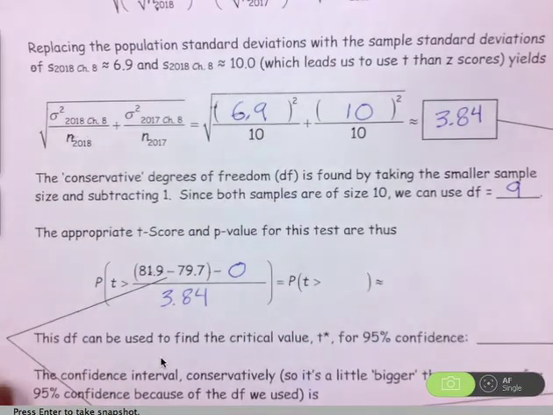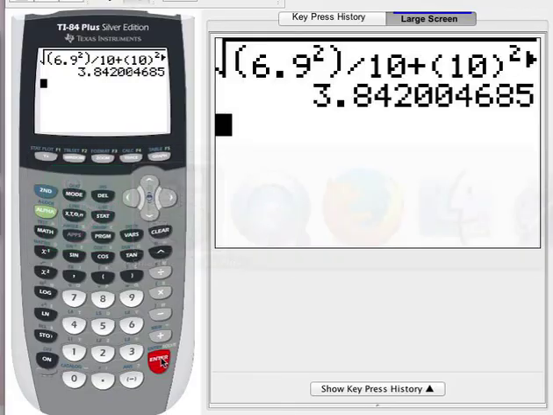So I can just take that difference of, here we go, 81.9.